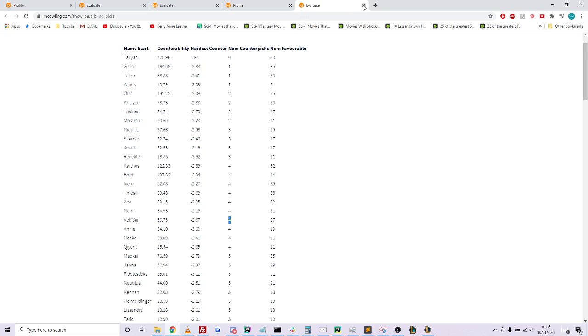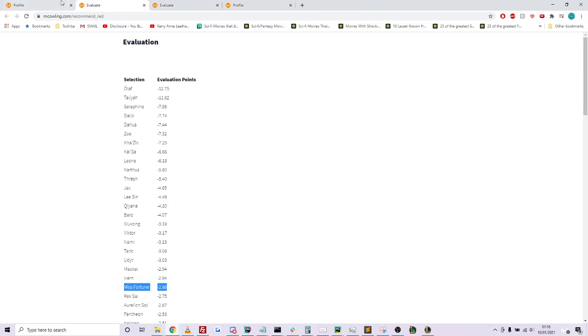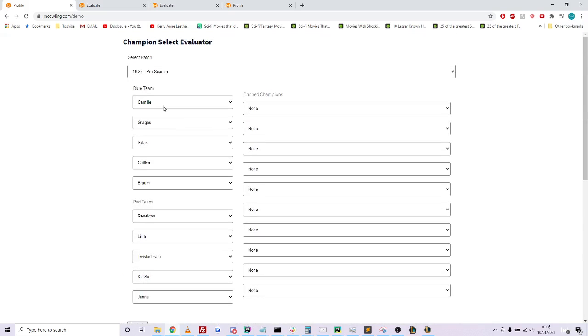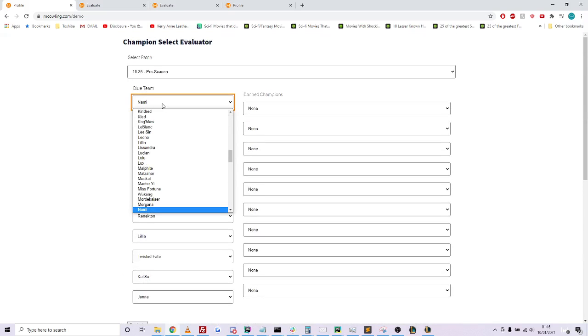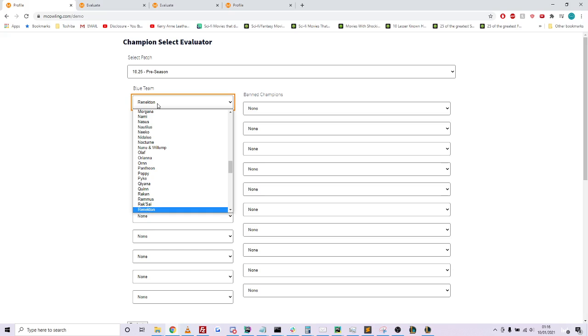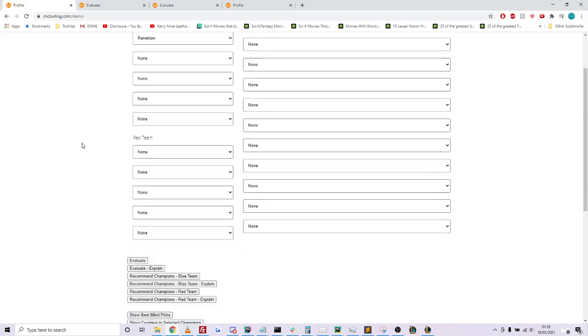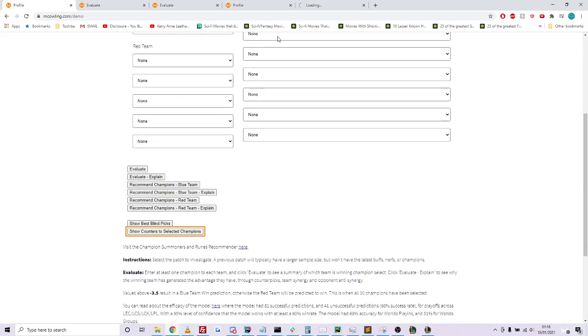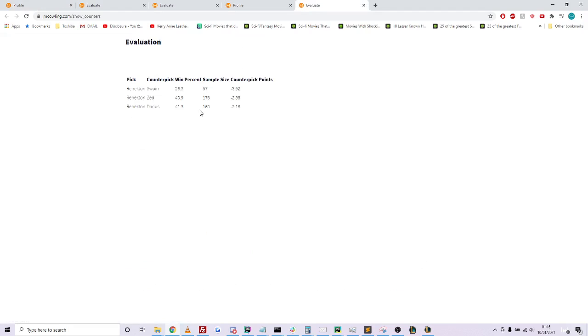Yeah, and then you can always go back into here. So if I just clear this out, actually I'll just refresh the page, it's probably easier. So if we did want to find the counters to Renekton, show counters to select a champion, and we can see that Renekton really struggles against Swain, Zed, Darius. Yeah, with 26% win rate against Swain, which is terrible. 41 against Zed, 41 against Darius.